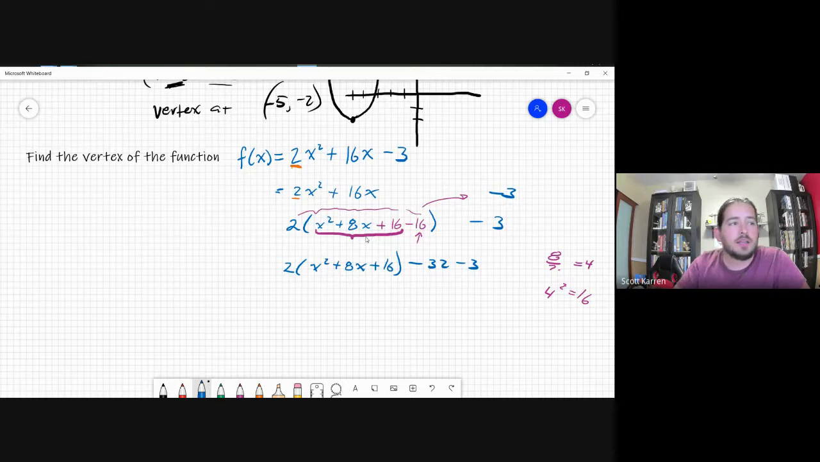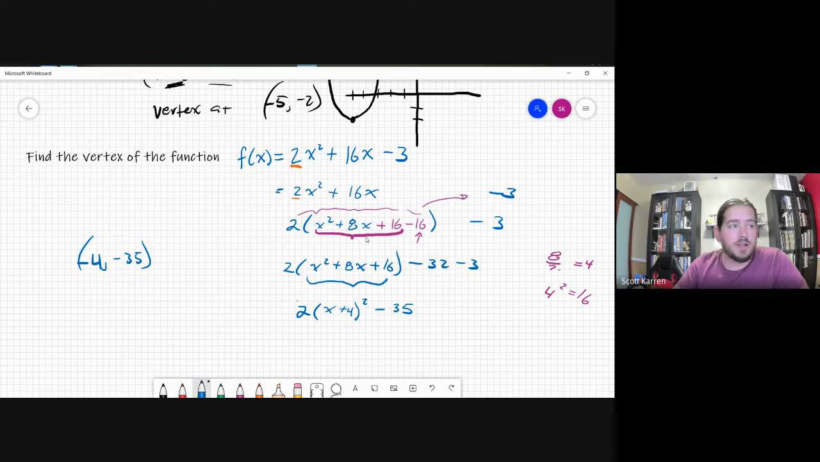Now what I've done is I have this nice, perfect little square right there. So I have that 2 hanging out in front. Inside there, I have (x plus 4) squared. And then on the outside, I have minus 35. And that's it. Where's my vertex? The vertex happens at negative 4, negative 35, right?